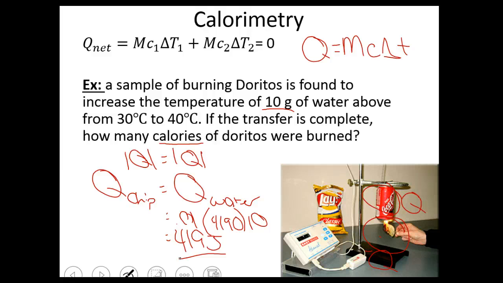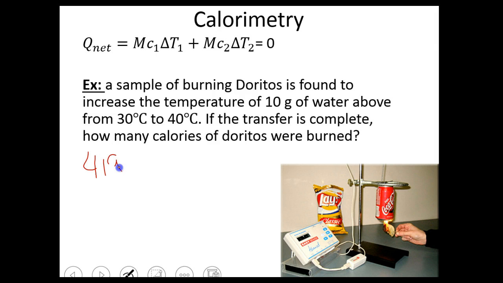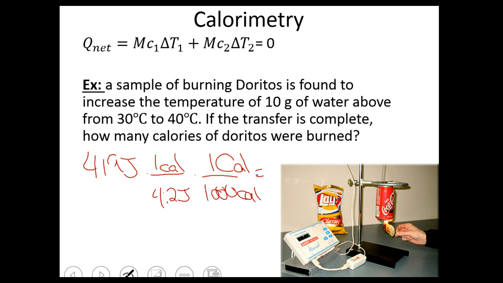So I'm going to erase all the work from my slide. Erase all. And I'm going to do 419 joules. And then I know that there's 4.2 joules in 1 little calorie, and I know that there's 1,000 little calories in 1 kilocalorie, which is what we measure food in. Multiply across the top, multiply across the bottom, and you'll find that we only had a fraction of a calorie in that chip that we burned, and so we're actually talking about a very small quantity of Doritos to do that. All right.